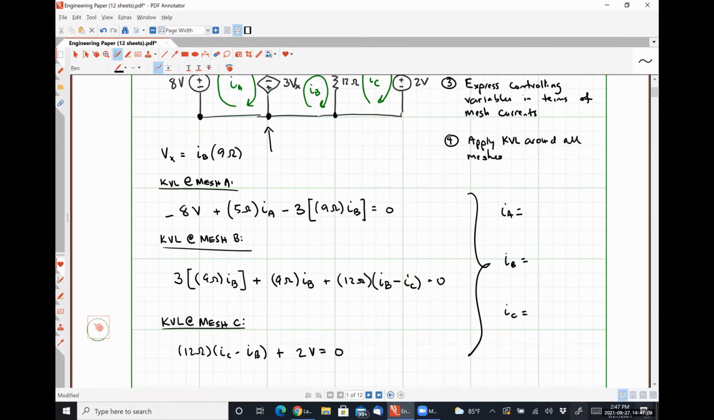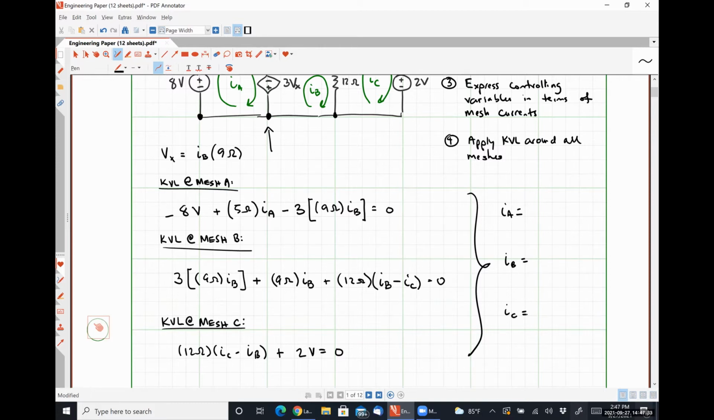In my second equation, my coefficient for IA is 0. My coefficient for IB is 27 plus 9 plus 12. My coefficient for IC is -12. Constant value is 0. I am using a TI-36. That's the one that I'm most familiar with.